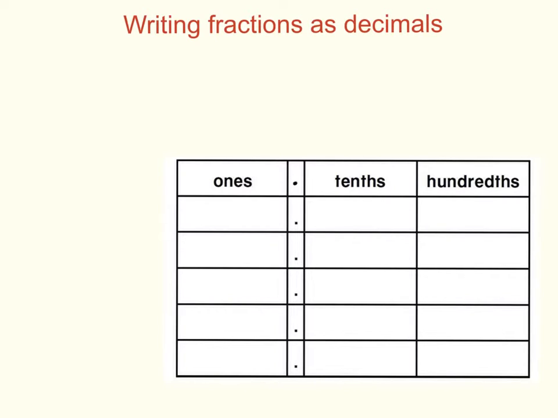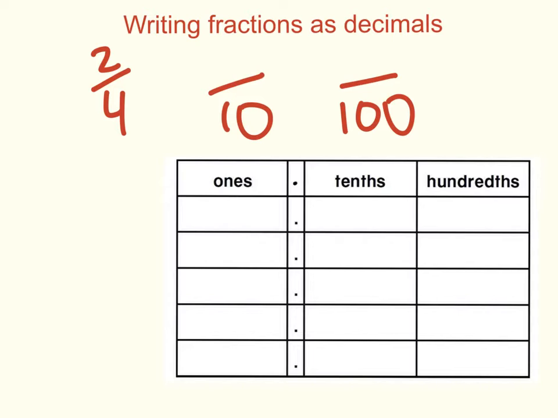Remember that to show any fraction as a decimal, you must get tenths or hundredths in the denominator. So you have to come up with an equivalent fraction. Now, 2/4 is really tough because 4 cannot go into 10. But it can go into 100. And you might be thinking, oh, that's too hard. But just think about quarters.